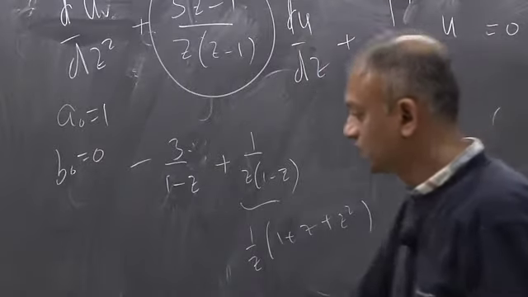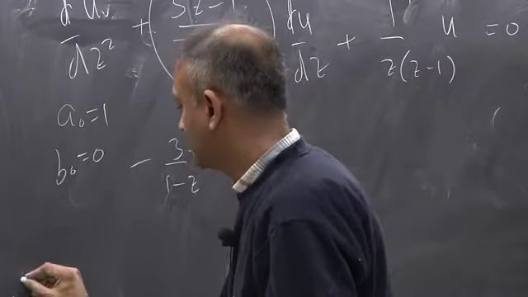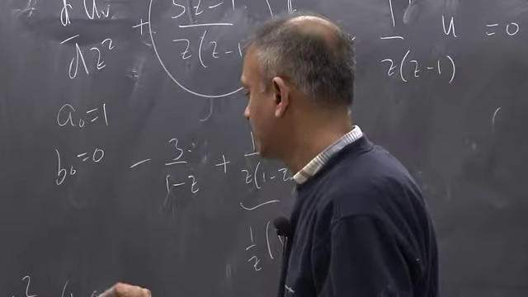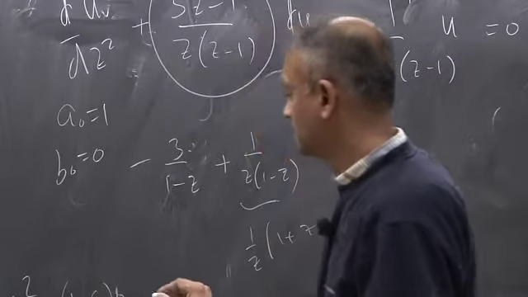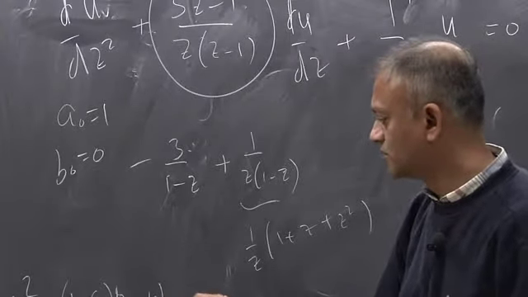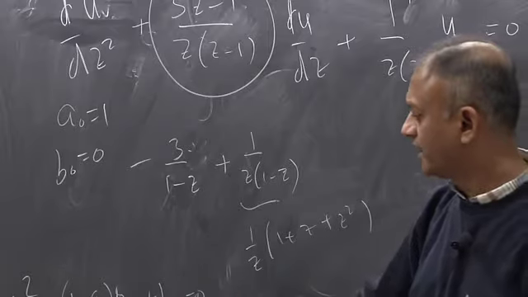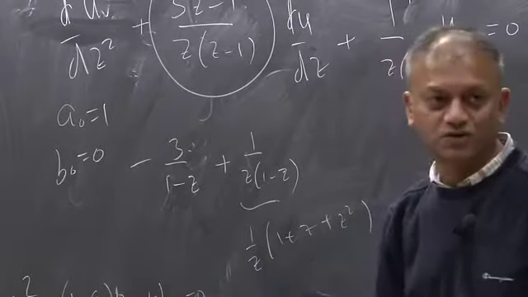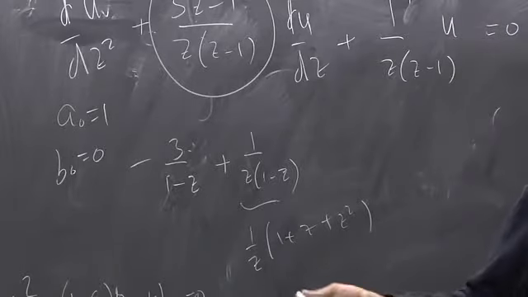So the indicial equation was r squared minus 1 minus a0 times r, plus b0 equal to 0. But b0 is 0 anyway, and A0 is 1, so this also drops out, and the solution is r squared equal to 0. There are two roots, both identical, r equal to 0.